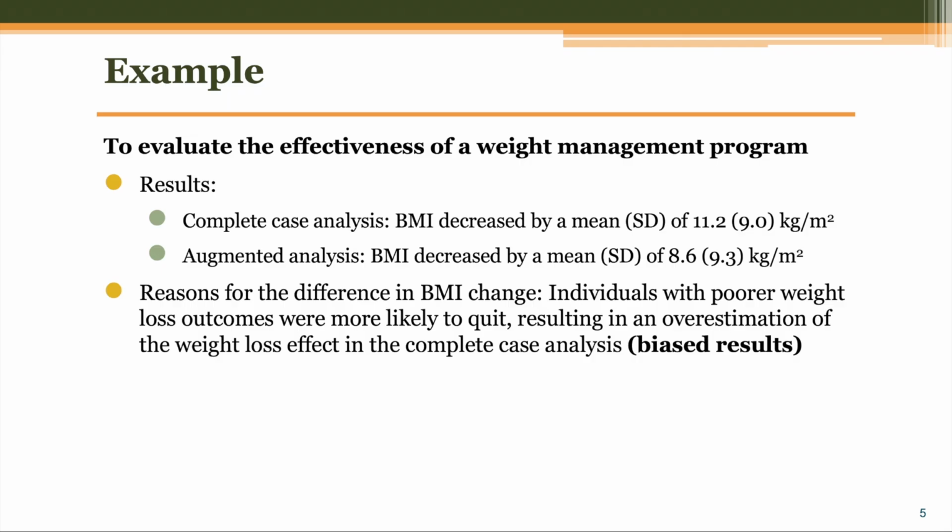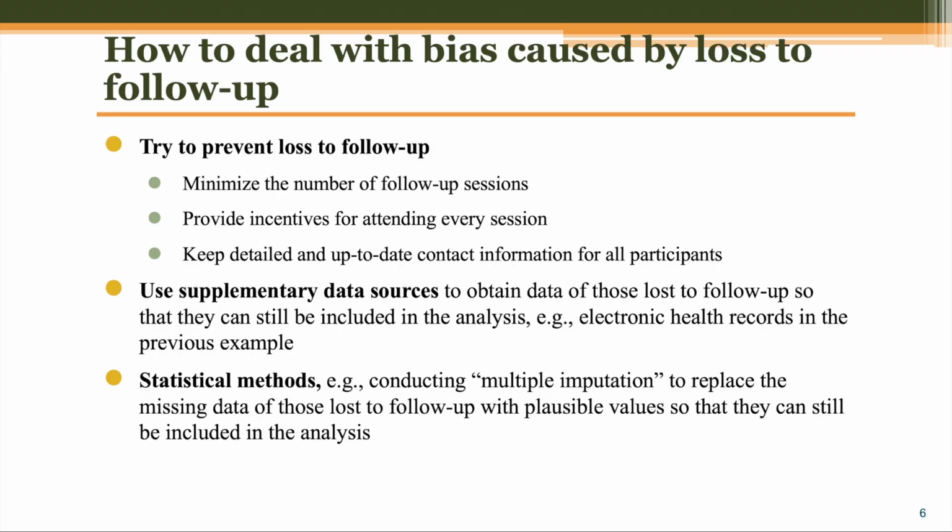The difference in BMI change is likely because individuals with poorer weight loss outcomes were more likely to quit, resulting in an overestimation of the weight loss effect in the complete case analysis. In other words, loss to follow-up led to biased results in this example. So, how to deal with bias caused by loss to follow-up?